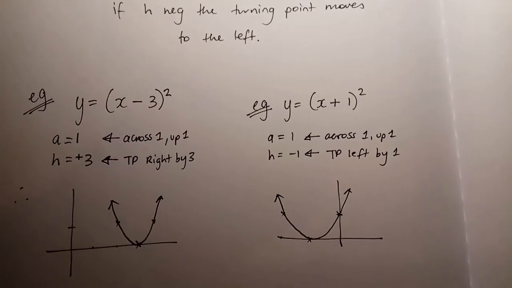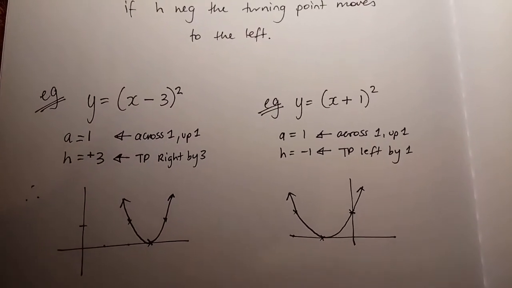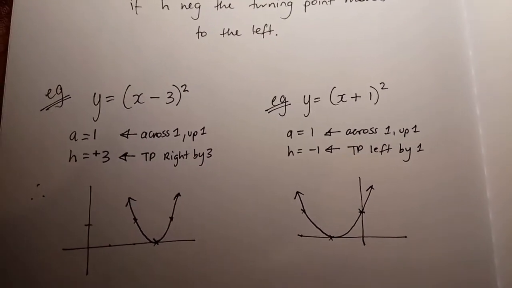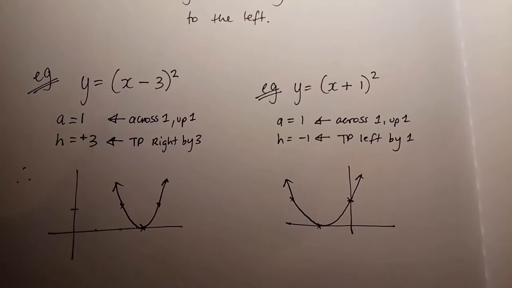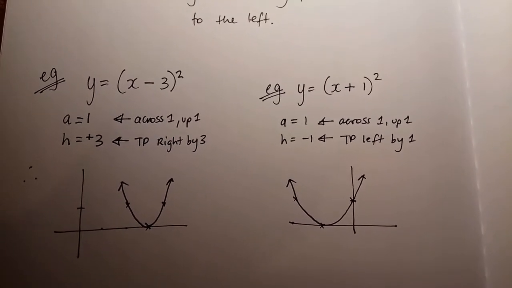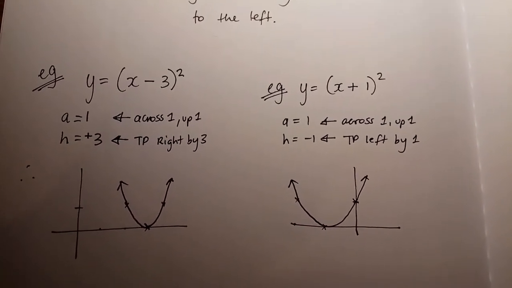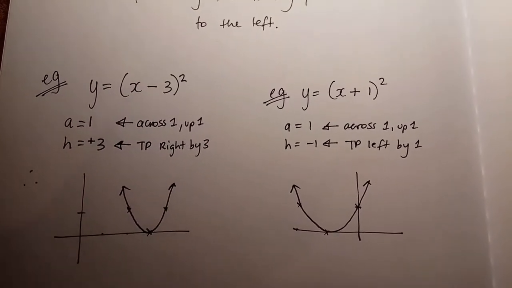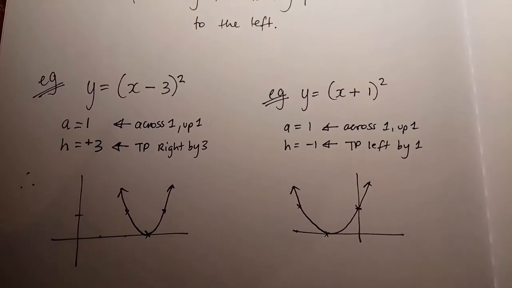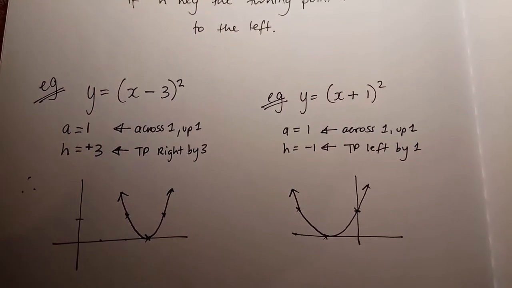In both of these examples, I've no longer drawn up the table of values. All I've considered is the dilation factor and the horizontal translation factor. In both of them, a equals 1, which means from the turning point, we step across 1 and up 1 in both directions. And to find how far the turning point's moved, I just look at the h value.